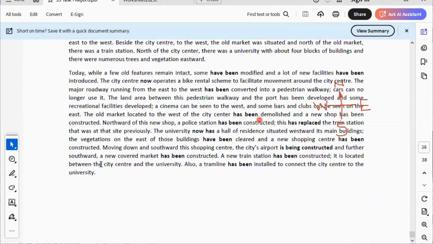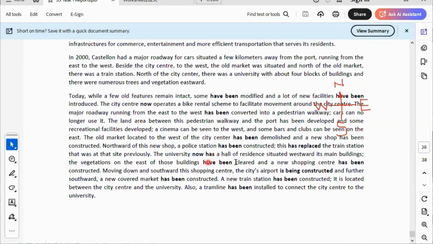Okay? The vegetations on the east of those buildings have been cleared. So we clear vegetation. I always like to emphasize this. You don't demolish vegetation. You clear vegetation. You demolish buildings. Okay? You don't demolish vegetations. You clear vegetation.